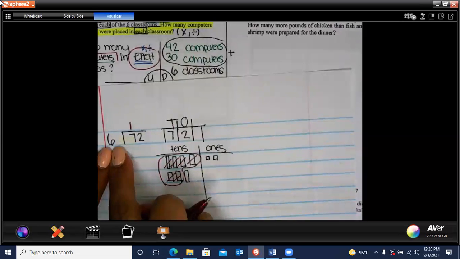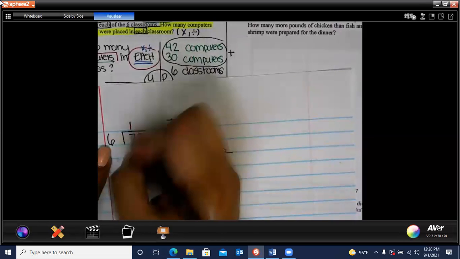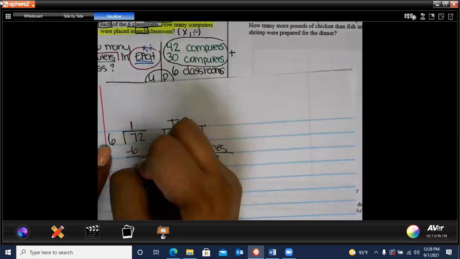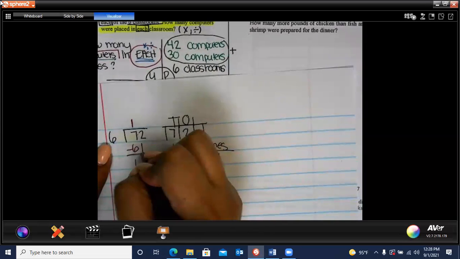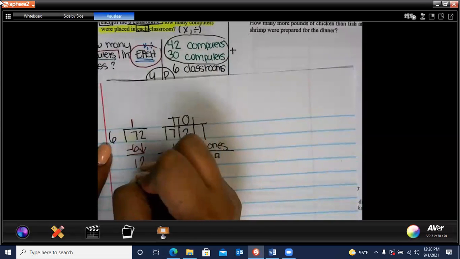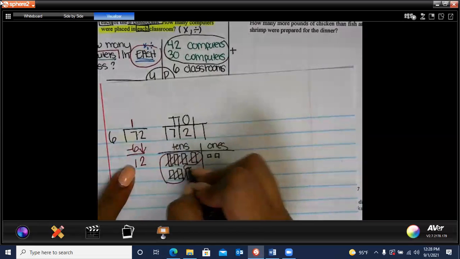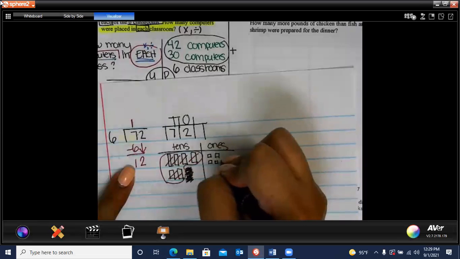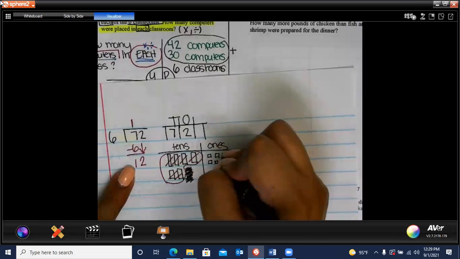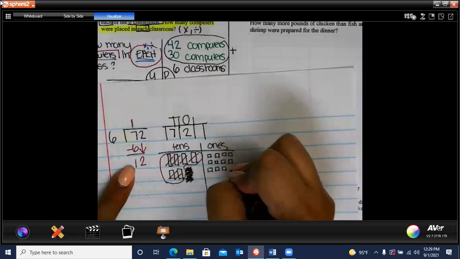So I have to count it again. What is 6 times 1? 6. I subtract it. 7 minus 6 is 1. And I bring down my 2. So now I have a group of 12. That means this one no longer exists because it was left over, and I have to break it down into 10 small little squares. 3, 4, 5, 6, 7, 8, 9, 10.